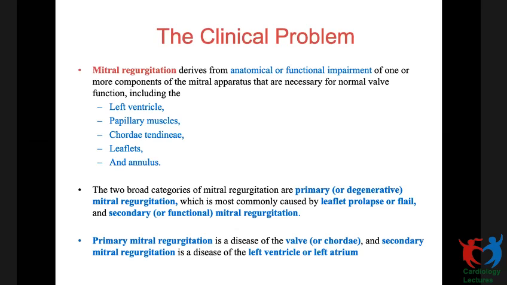Mitral regurgitation derives from anatomical or functional impairment of one or more components of the mitral valve apparatus that are necessary for normal left ventricular function. It includes the left ventricle, papillary muscles, chordae tendineae, leaflets, and annulus. Any problem in any of these structures will lead to mitral regurgitation. The two broad categories are primary or degenerative mitral regurgitation, most commonly caused by leaflet prolapse or flail, and secondary mitral regurgitation, which is nothing but functional mitral regurgitation.